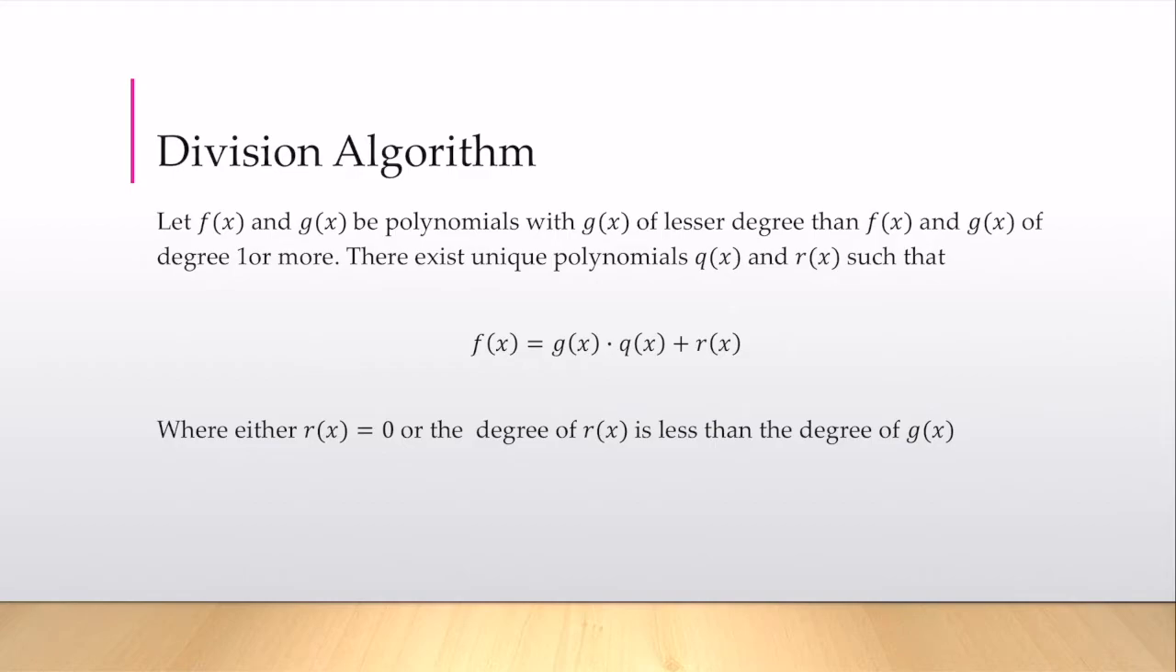So let f of x and g of x be polynomials where g of x is of lesser degree than f of x and g of x is of degree 1 or more. Then there exist unique polynomials q of x and r of x such that f of x can be written as g of x times q of x plus r of x, where r of x equals 0, or the degree of r of x is less than the degree of g of x. We think of this as the remainder, right? And this is the divisor. So let's work through an example of dividing a polynomial and rewriting it using the division algorithm.